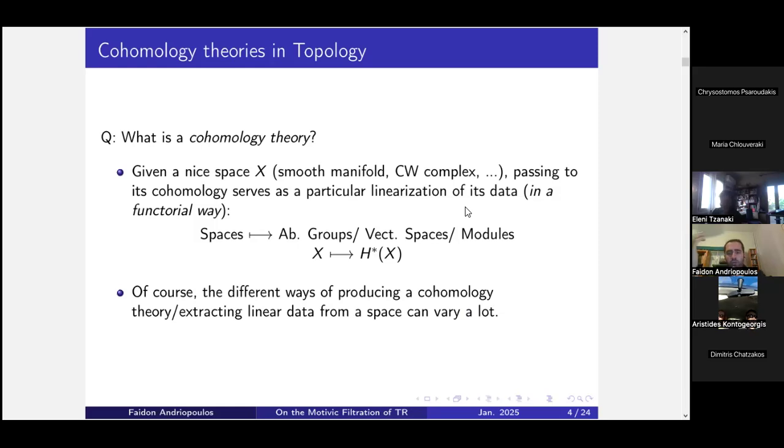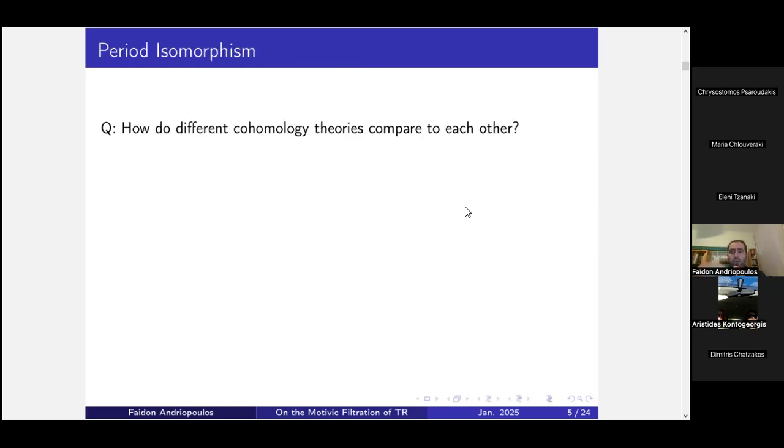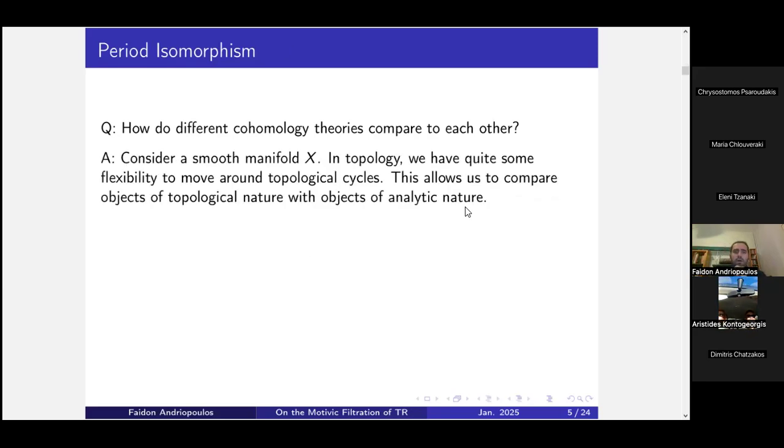There are many different ways of producing a cohomology theory. And the question is, how do we compare them to each other? For example, say that we have a smooth manifold X. In topology, there is quite some flexibility to move around topological cycles. This is something that allows us to compare objects of topological nature with objects of analytic nature.